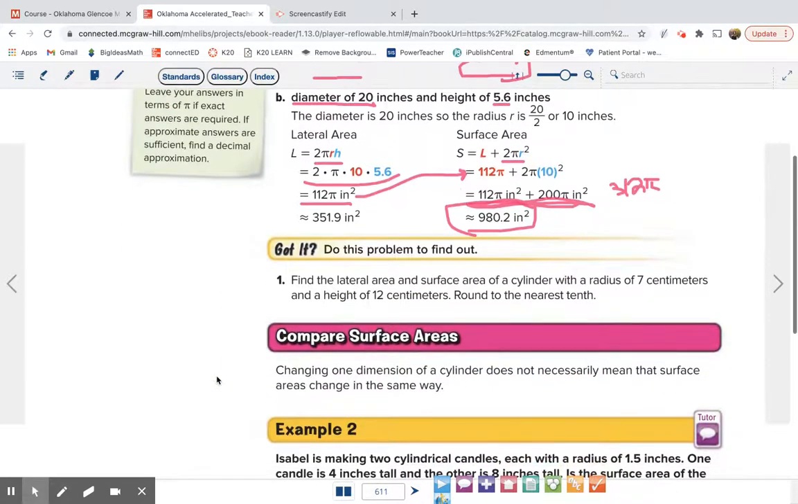So I want you to try number 1. Find the lateral area and surface area of a cylinder with a radius of 7 centimeters and a height of 12 centimeters. You'll round your answer to the nearest tenth. So I want you to try that, pause the video, and then I will go over it with you.